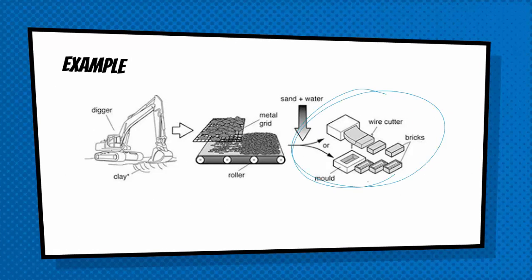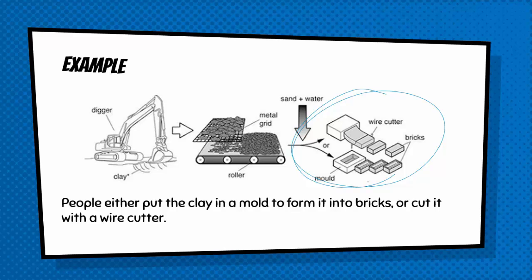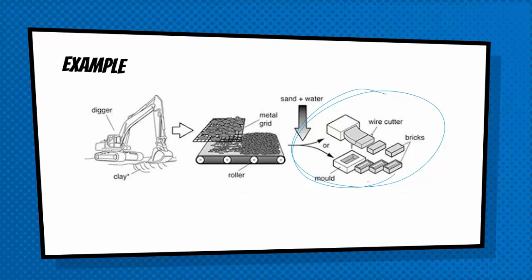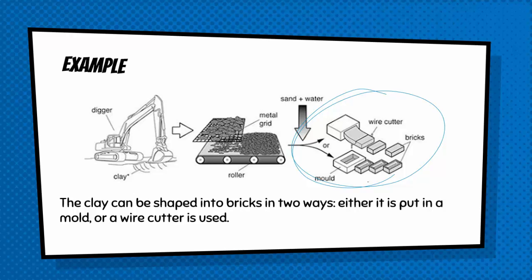Look at this example. We can't see who exactly is doing the steps, so if we're going to go with active voice, we'll have to say, people either put the clay in a mold to form into bricks or cut it with a wire cutter. You'll have to admit, it's worth a band 5, whereas with passive voice, the clay can be shaped into bricks in 2 ways. Either it is put in a mold or a wire cutter is used. The sentence comes out so much more polished.